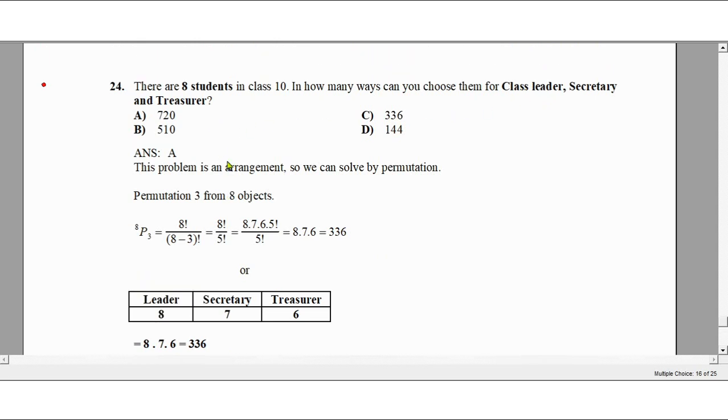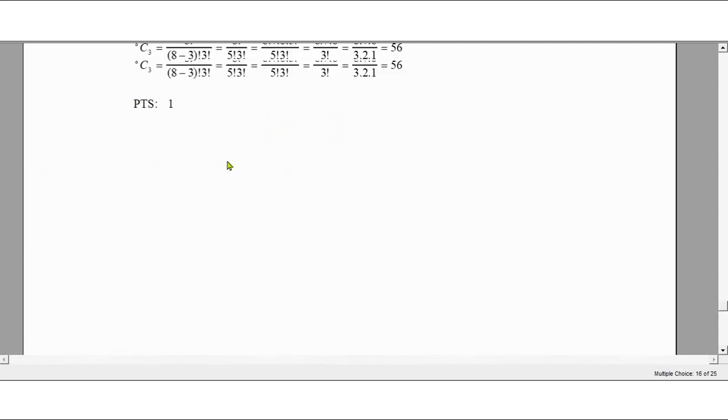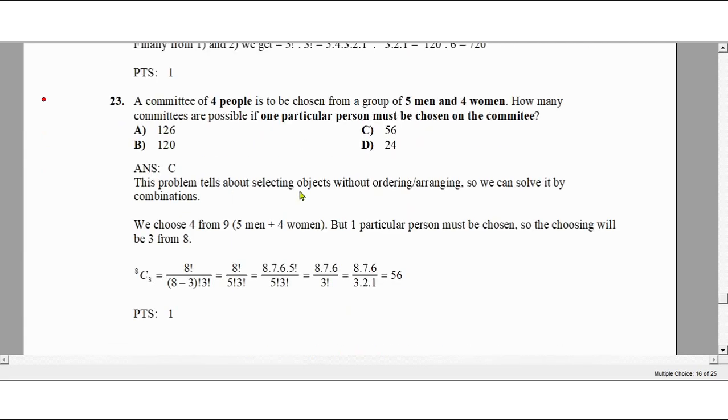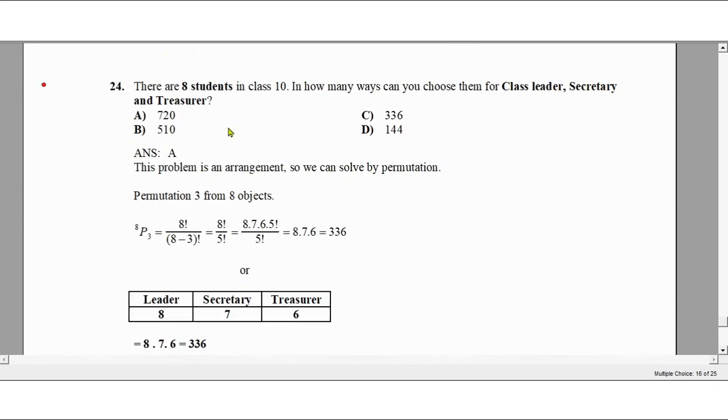Remember the difference between permutation and combination. Combination is just selecting, but for permutation it should be arranging or ordering.